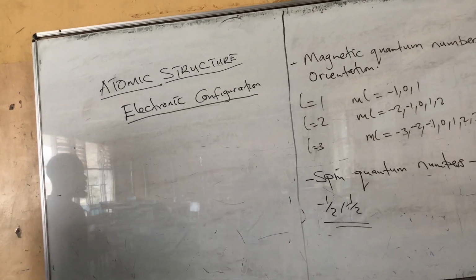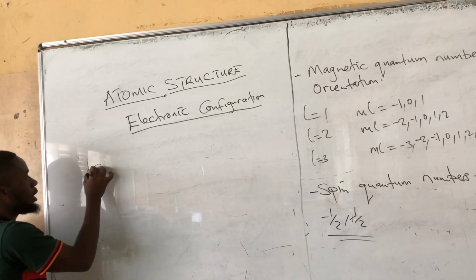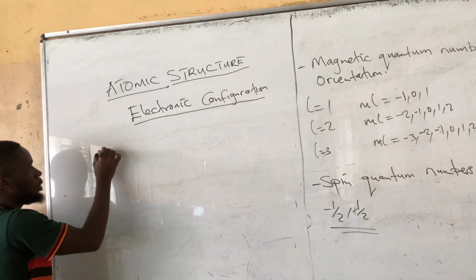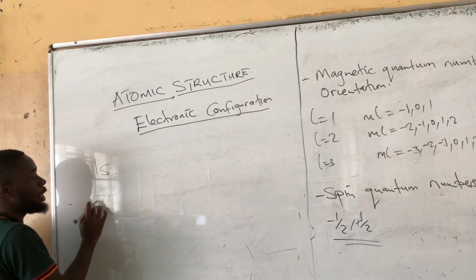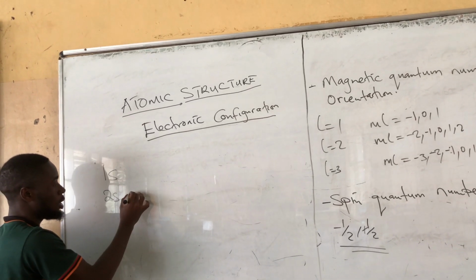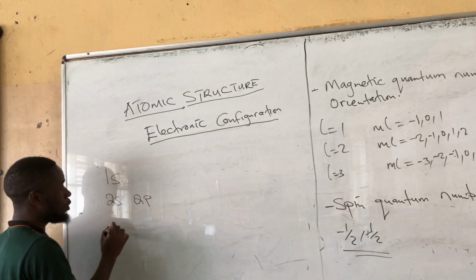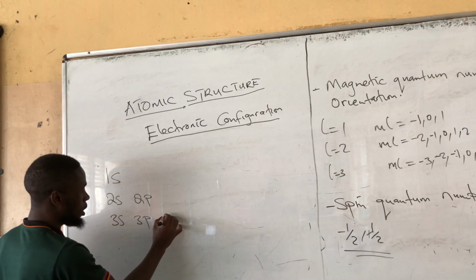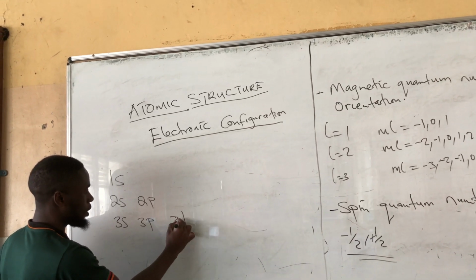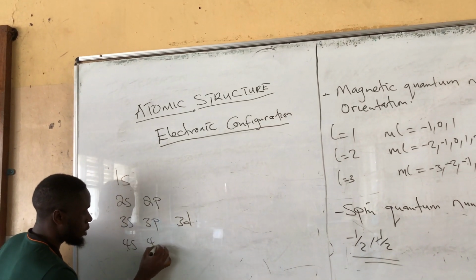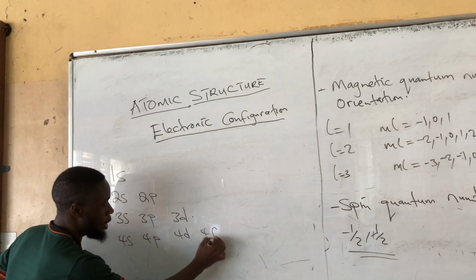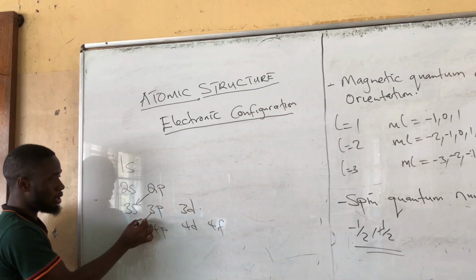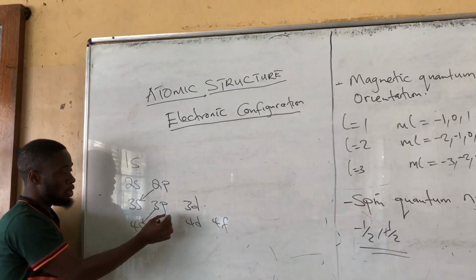On electronic configuration, we need to understand that the s can hold up to 2 electrons. Then from here we have 2s, 2 electrons. P can hold up to how many? 6 electrons. Then you go to 3s, 3p, 3d. From 3d you go to 4s, 4p, 4d, 4f. They go on and on. This is how you do them. They move in diagonal like this. From 2p they start moving in diagonal.